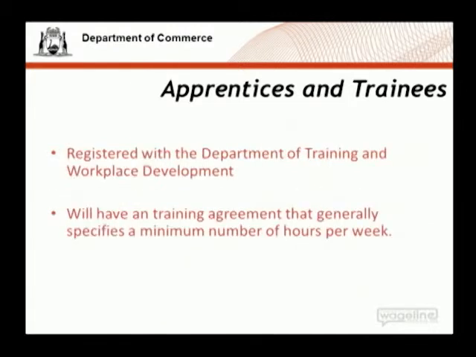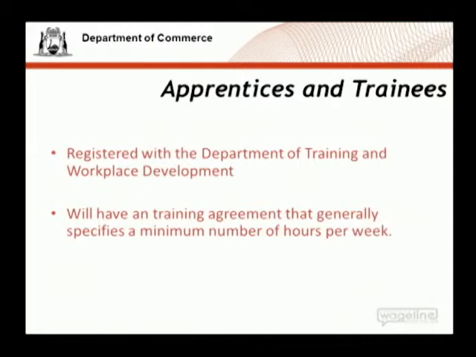The other really, really important thing to be aware of with apprentices and trainees is they have to be registered with the Department of Training and Workplace Development. So that's really, really important. If someone is not registered with that, then obviously the rates of pay will be higher that you have to pay them, and they won't be working towards their qualification. So it's a very, very serious offence if you do not register your trainees with the Training and Workplace Development Department.